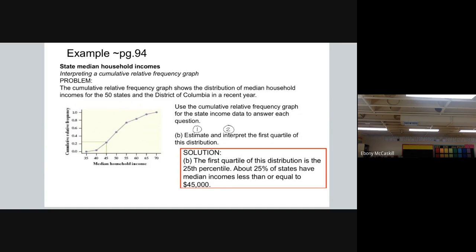So the first quartile of the distribution is the 25th percentile. About 25% of median incomes have less than or equal to, so all of this right here, that was them interpreting it. The estimation is number one. Then if you just say, all right, miss, my answer is 45,000, I would be like, you're right, but I want my interpretation as well.